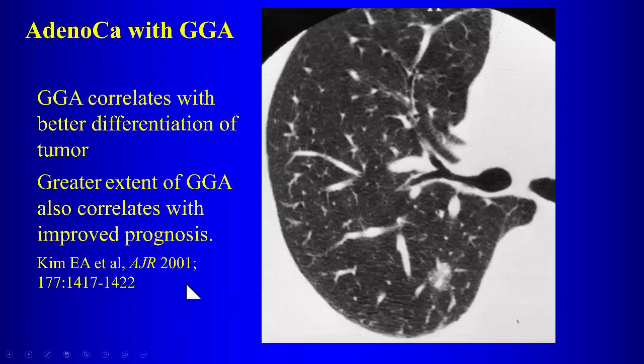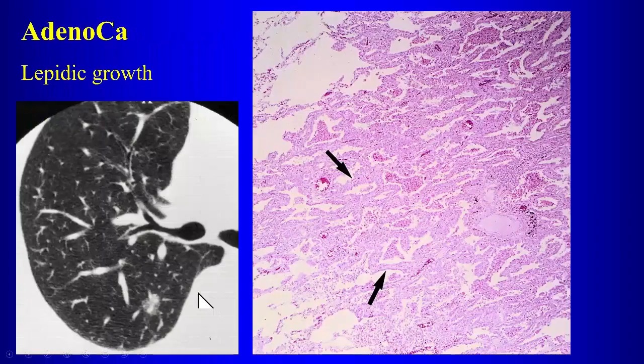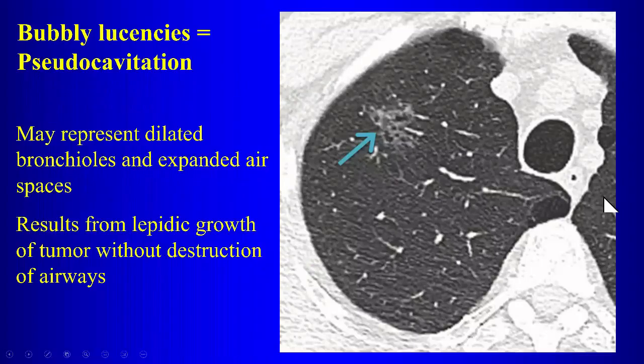So the ground glass tends to indicate well-differentiated portions of the tumor, and that's because of this lepidic growth. The lepidic growth is when the tumor grows along the alveolar lining like that, and so you can get airspace disease, you can get ground glass opacity without it really distorting the lung architecture itself.